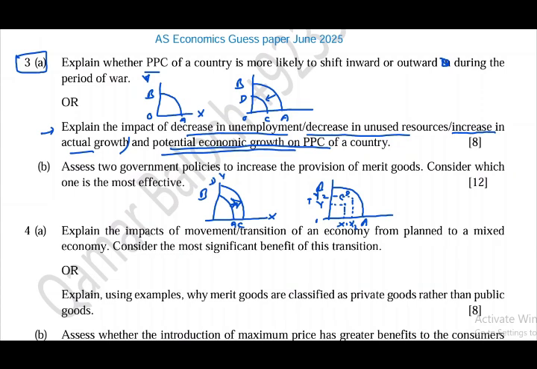Okay, so in conclusion, you can say that there will be a movement inside the curve towards the PPC if there is actual economic growth or a decrease in unemployment or a decrease in unused resources, and the PPC is likely to shift to the right completely if there is potential economic growth or an increase in quantity and quality of resources. These are the normal circumstances. However, exceptions are always there.